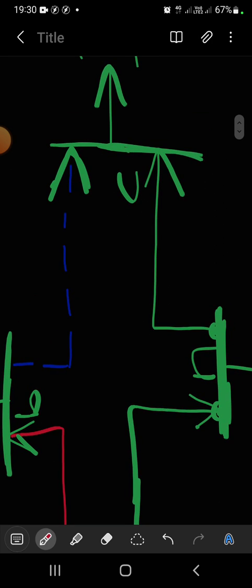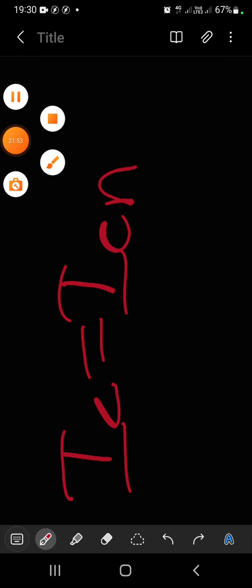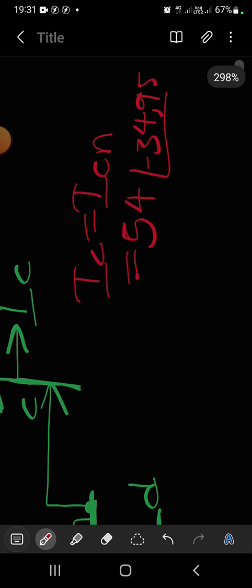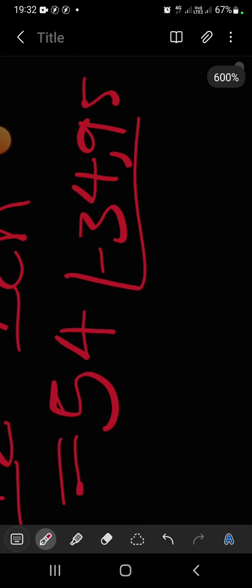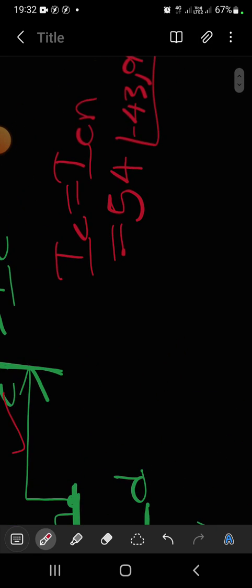When you have an open circuit there, IC is in series with ICN, correct? I explained this in a previous video. So your IC is equal to ICN. Your IC is in series with ICN, and that gives you 54.43 at an angle of negative 43.95, right? And okay, we are done with it. Remember that ICN is not the actual current. It's just a temporary current.